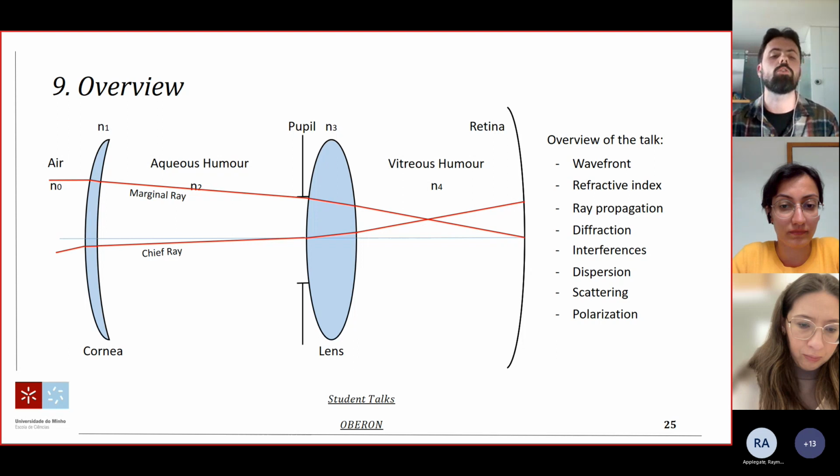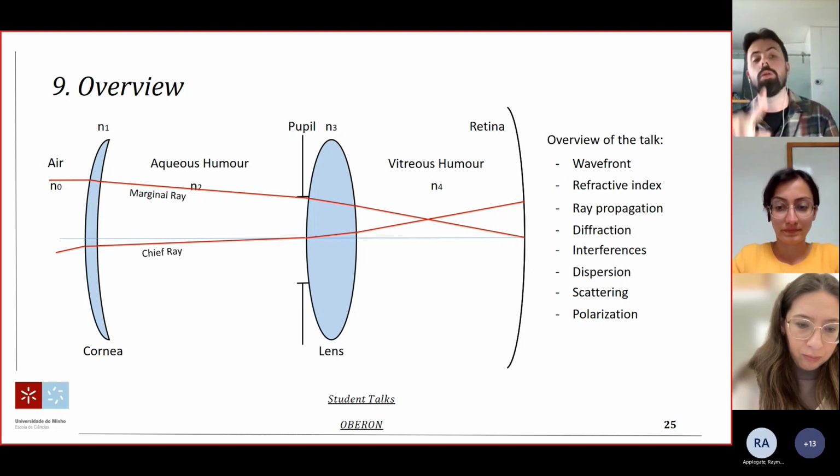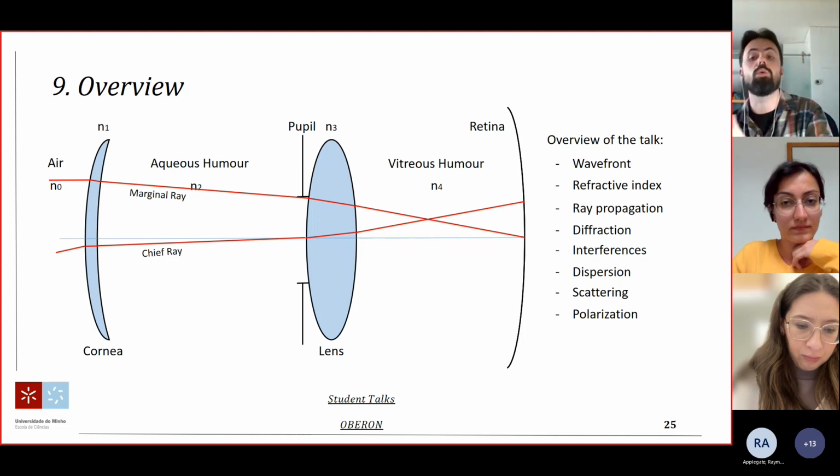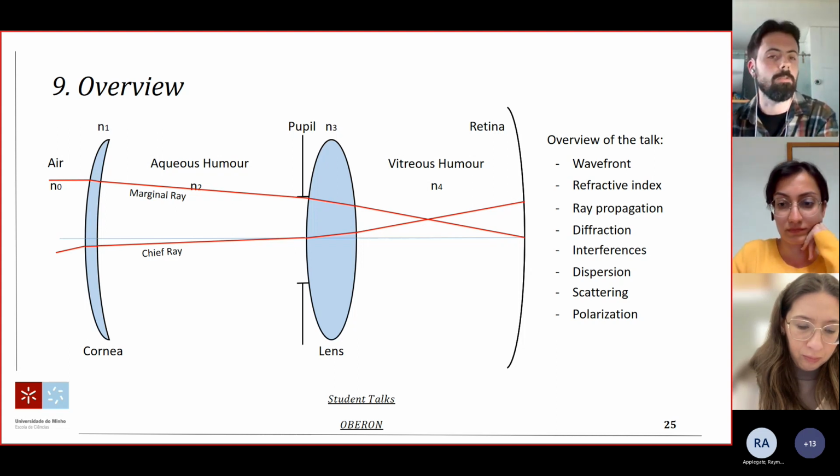And finally, about polarization. If we are focusing on the electric field, we know that the light is going to be an electromagnetic wave. So if we are focusing on the direction of the oscillation of the electric field, we will be talking about the polarization of the wave. And there are some materials that depend on the polarization of your beam, as for example, in the case of the cornea with the birefringence.